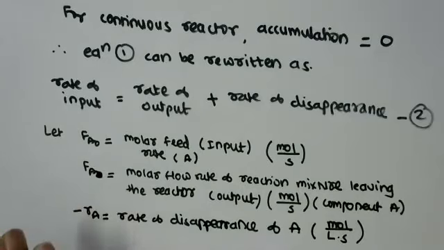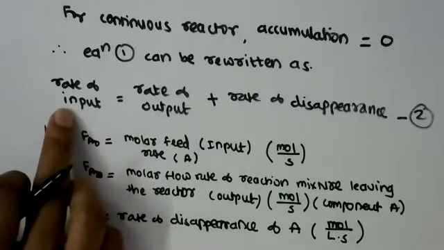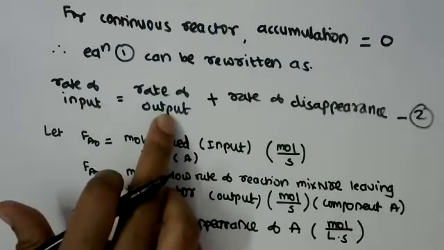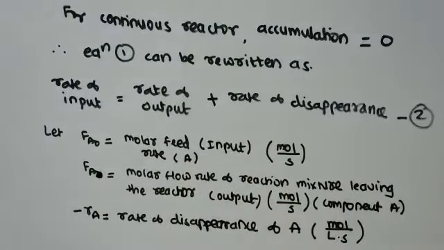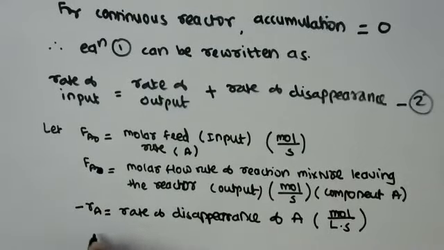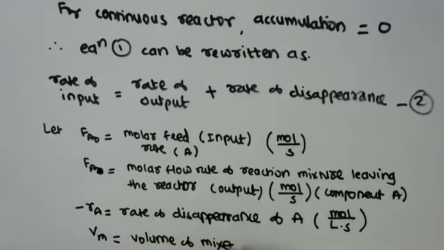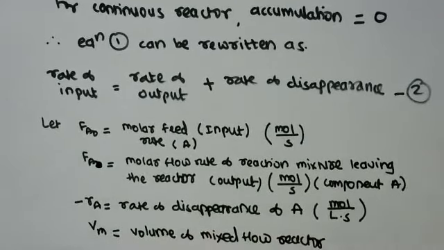We are specific. There may be some other products formed, but whenever we are taking a component balance, we are considering component A. The component A input is equal to component A output plus rate of disappearance of component A. Now again, we'll define one more term, Vm, which is the volume of the mixed flow reactor, and the unit is L.